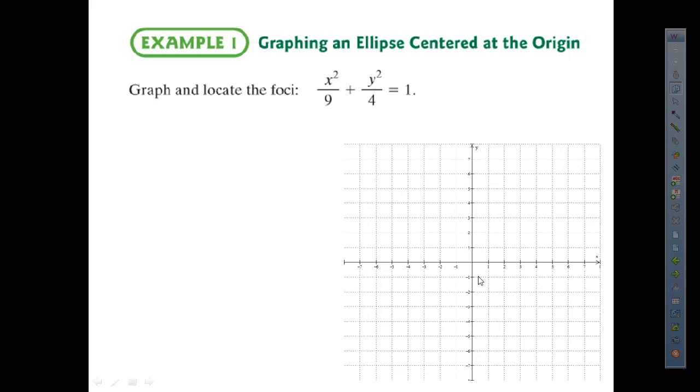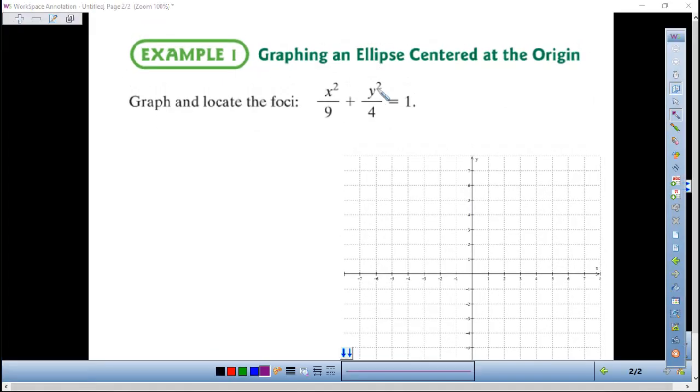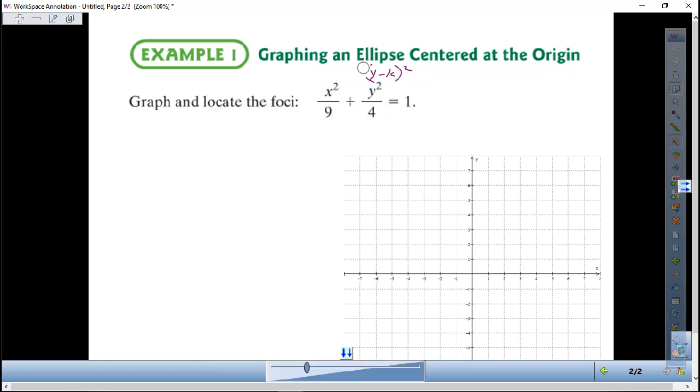All right, so let's graph an ellipse. In this case, it's centered at the origin. And if it's not centered at the origin, we're going to see this in just a second, it's going to be something similar to the equation of a circle, where you would have x minus h quantity squared and y minus k quantity squared. That's when we start having shifts of the center. We'll deal with that in just a second.